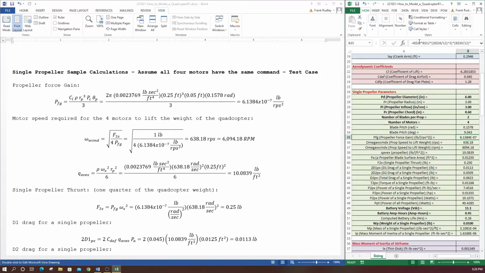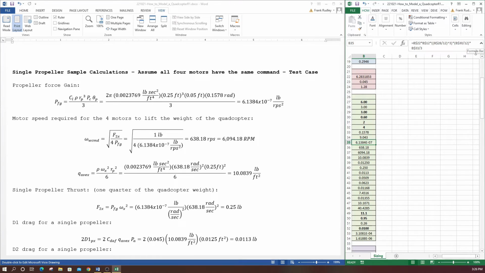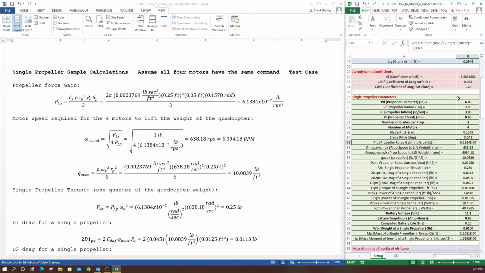Here's the formula again. I know you can't see the whole formula here. I might be able to bring this down. There it is a little bit, so you can see the whole formula there.